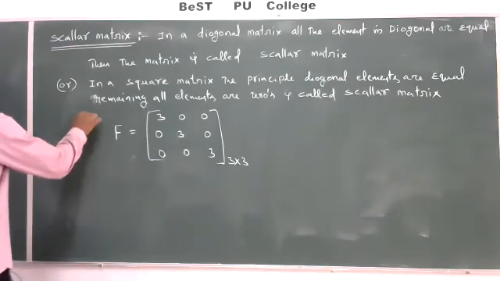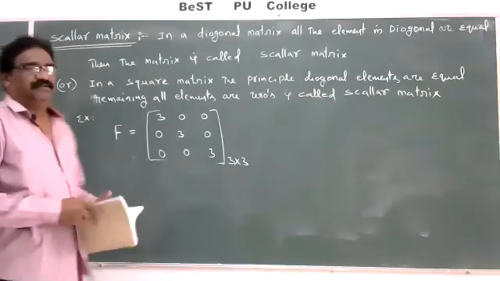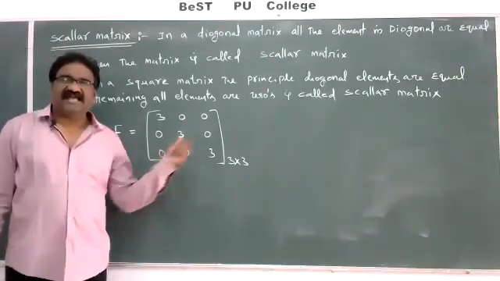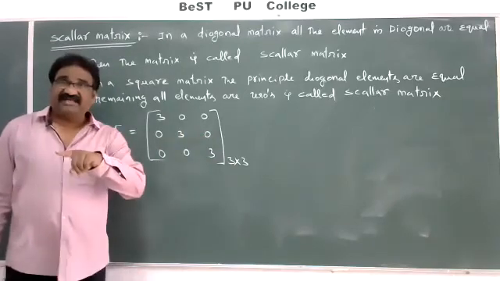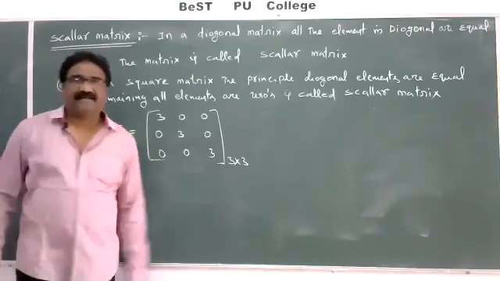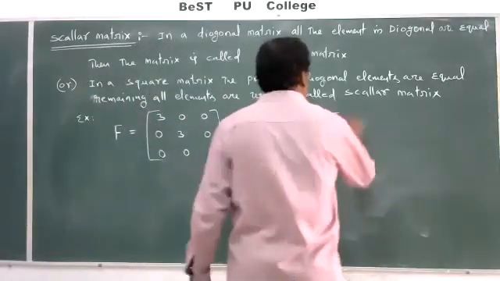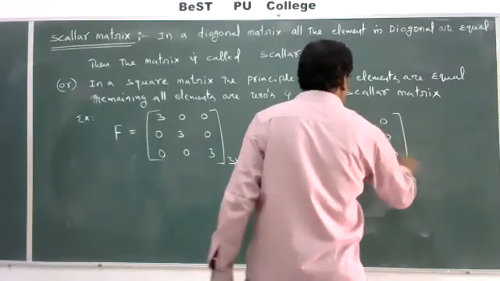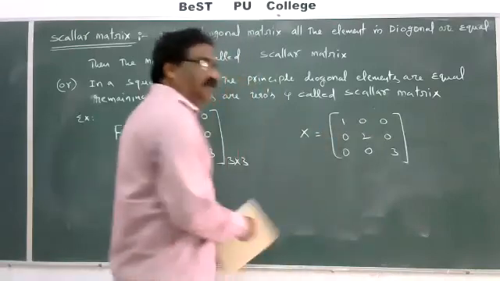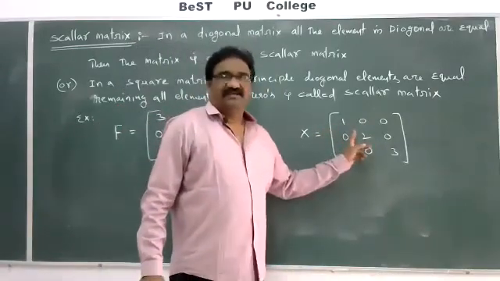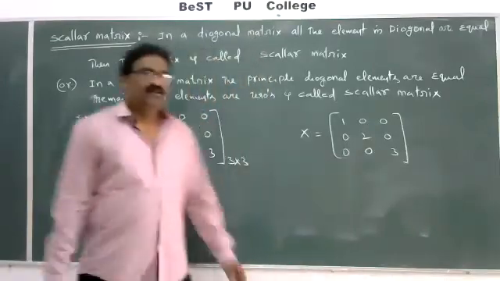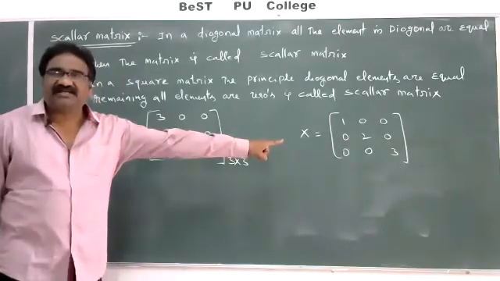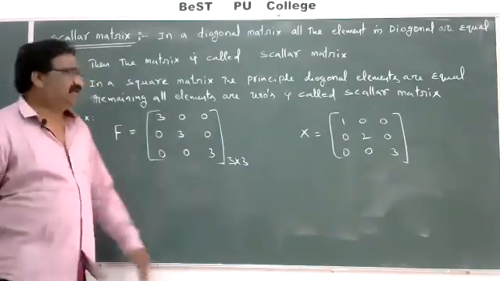Example. Here every scalar matrix is a diagonal matrix, but every diagonal matrix need not be a scalar matrix. But here, say 1 0 0, 0 2 0, 0 0 3. Observe this example. This is a diagonal matrix, but it is not a scalar matrix. A scalar matrix is also a diagonal matrix, but a diagonal matrix need not be a scalar matrix. Right? Note one point.